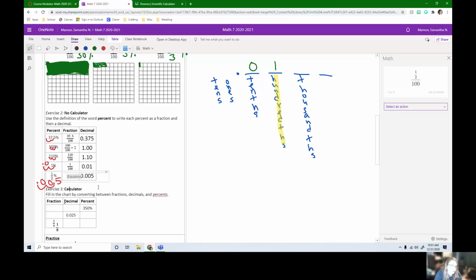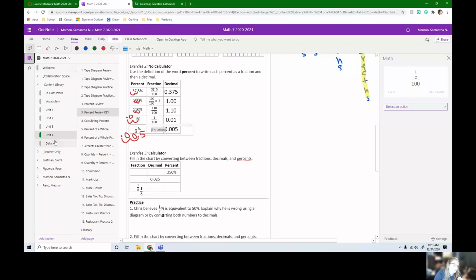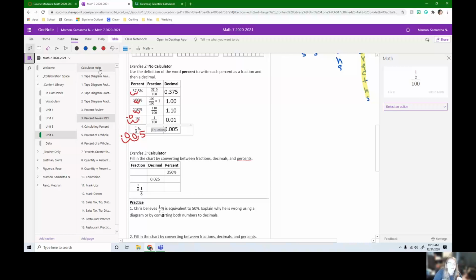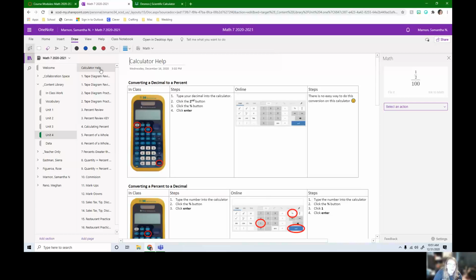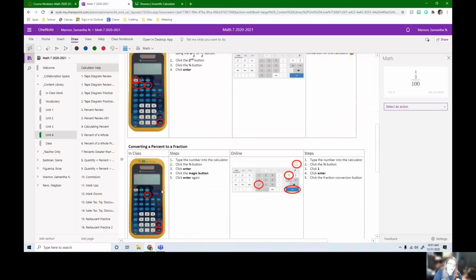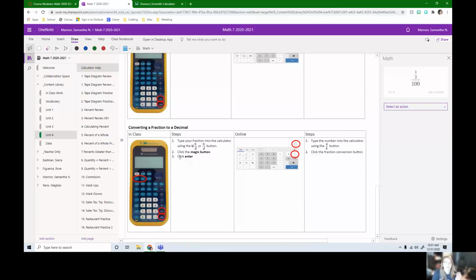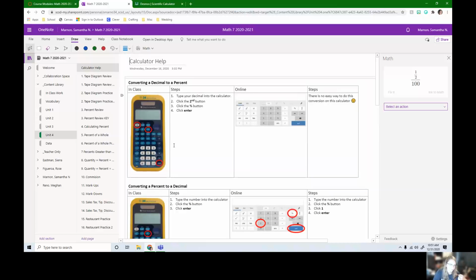So now exercise 3 is with the calculator. So now we don't have to worry about it as much. If you are in class, this is going to be a lot easier on the yellow calculators. You can go back into your unit 4. Everybody should have this calculator help. It shows you the steps between converting decimal to percent, percent to decimal, fraction to percent, percent to a fraction, decimal to a fraction, fraction to a decimal. Shows you all of those.